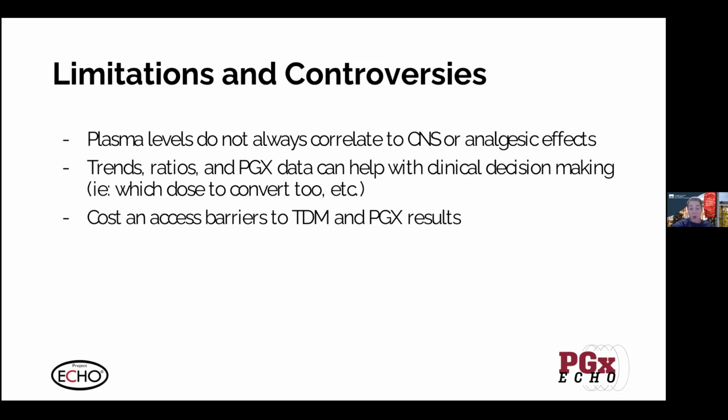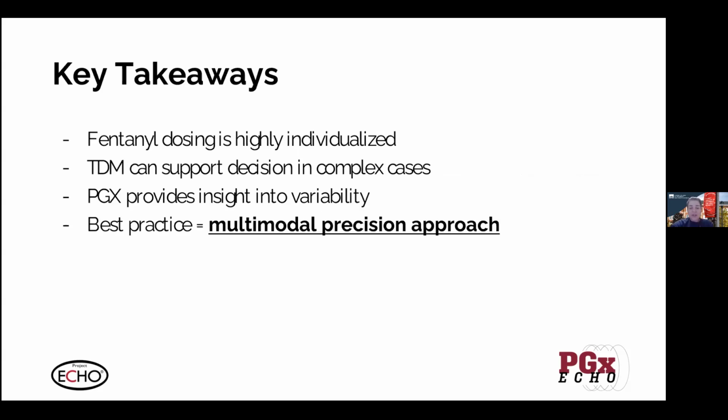But having both as a data point can be really helpful in making clinical decisions moving forward, especially with a high-risk medication like fentanyl. So fentanyl dosing is very individualized. We're going to go through a case where we apply both pharmacogenomics and therapeutic drug monitoring. The biggest best-practice takeaway is using a multimodal precision approach. If you have pharmacogenomic results available and you're able to do therapeutic drug monitoring, it's another data point to help you make the best recommendation for your patient.